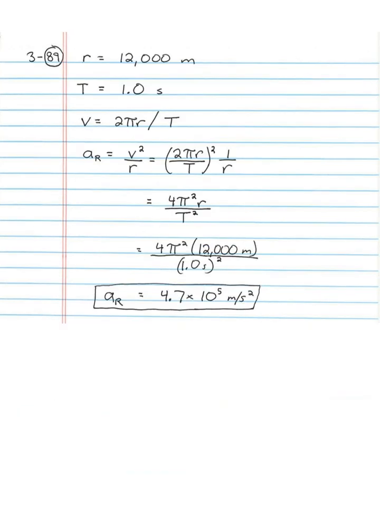Number 89, another question involving uniform circular motion. A neutron star has a 12-kilometer radius and a rotation period of 1 second. What's the centripetal acceleration on its surface at the equator? So a point on the surface is going around in a circle of radius 12,000 meters. Period is 1 second. Let's use the equation we used in the previous problem that speed is 2 pi r over T.